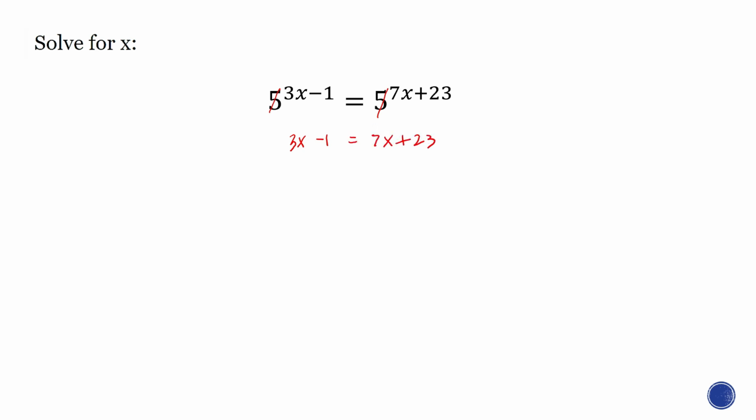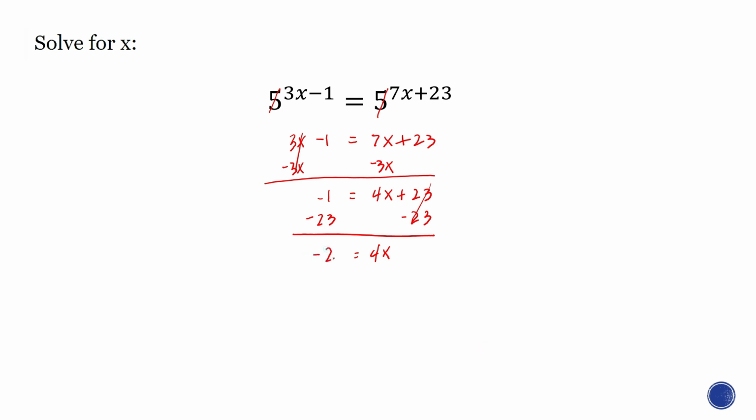All right, so this is simple. Let's subtract 3x on both sides first. That will give us negative 1 equals 4x plus 23. And then let's subtract 23 on both sides. This will be 4x and then negative 24. And finally divide by 4 on both sides. So x equals negative 6.